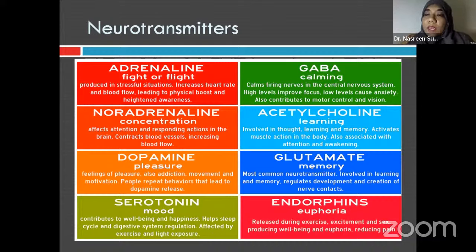Acetylcholine. Acetylcholine is important in learning. It is involved in thought, learning, and memory process. It is also going to activate the muscle action in the body, because the skeletal muscles are innervated by the acetylcholine cholinergic neurons, right? Then they are also associated with the attention and awakening. Next is glutamate. Glutamate is also an excitatory neurotransmitter and it is involved in the memory.